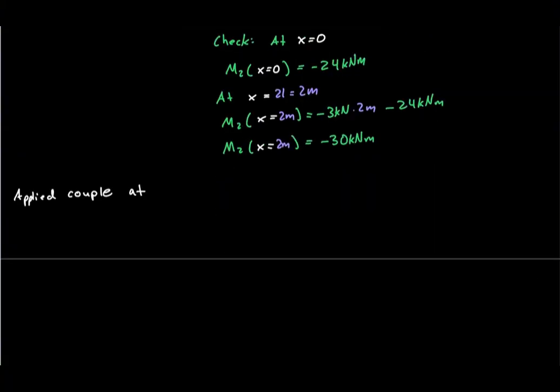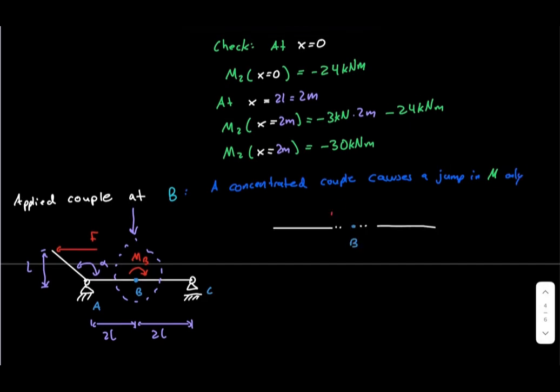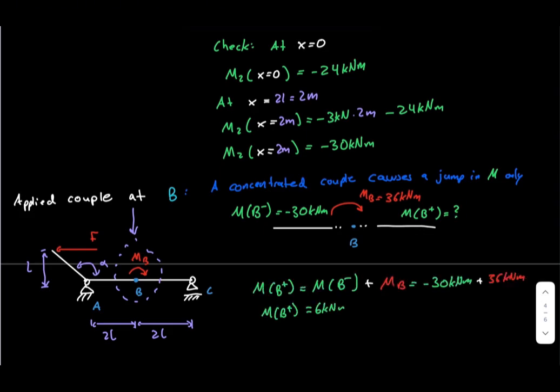At point B, a clockwise couple of 36 kilonewton meters acts on the structure. A concentrated couple does not create a jump in the axial force diagram or the shear force diagram. It creates a jump only in the bending moment diagram. Immediately to the left of B, the bending moment is negative 30 kilonewton meters. Crossing the applied couple creates a positive jump of 36 kilonewton meters, so immediately to the right of B, the bending moment is positive 6 kilonewton meters.